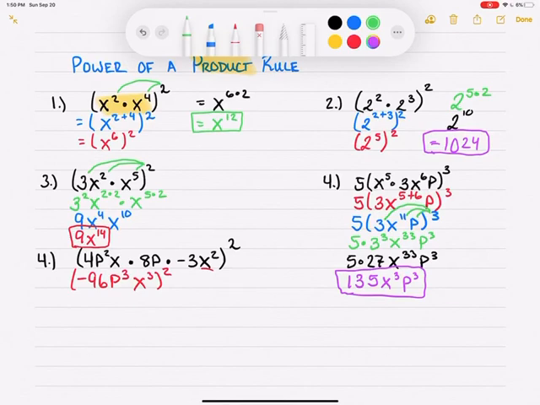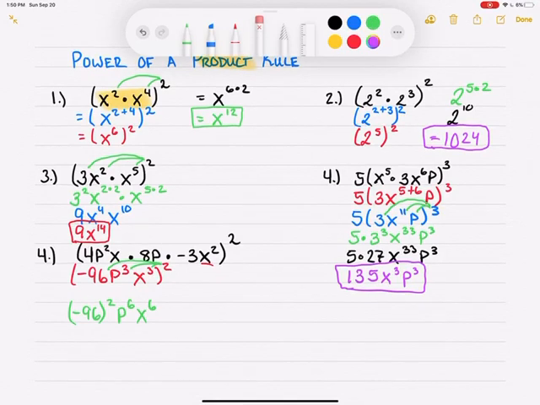If I distribute that second power, I have negative 96, it's being squared. I'm multiplying 3 times 2, that's 6, and again 3 times 2 is 6 one more time. I am actually going to go ahead and pull up a calculator for this one. 96 squared is 9,216, p to the 6th, x to the 6th.